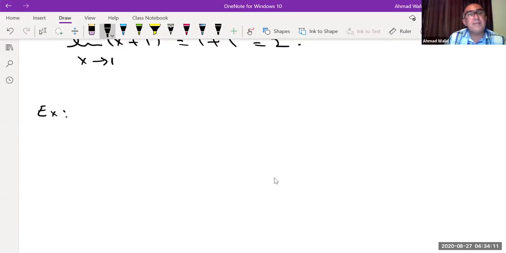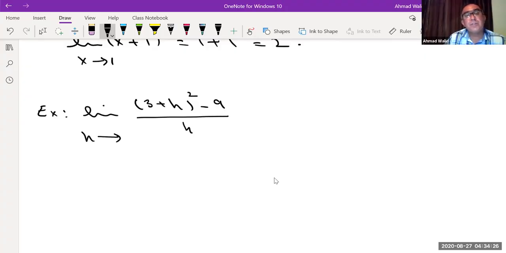For example, limit of (3 plus h) all squared minus 9 over h as h approaching 0. You see, if you use direct substitution, check first. When you deal with limit, always check first. Plug in the number first and see what's happening.